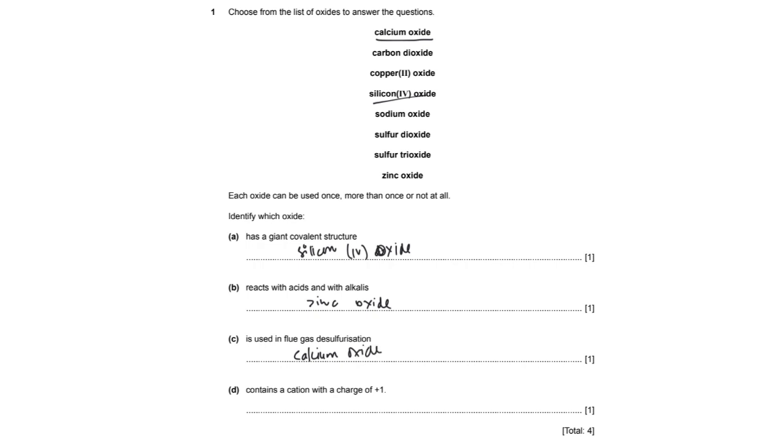Contains a cation with the charge of +1. So just look at which element belongs to group 1. Sodium belongs to group 1. So you will write sodium oxide.